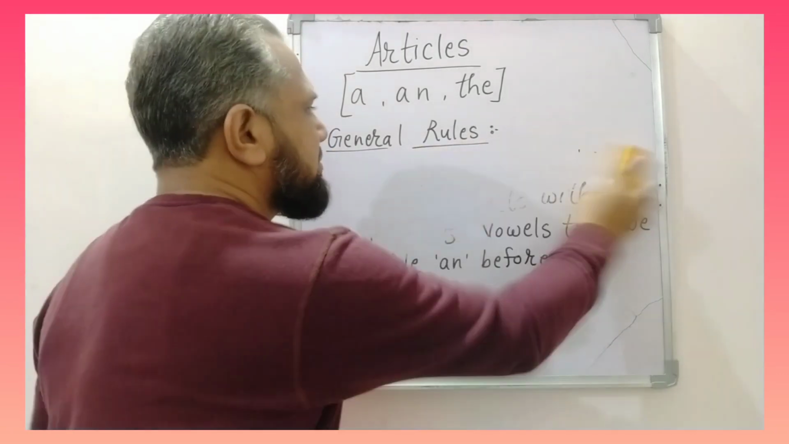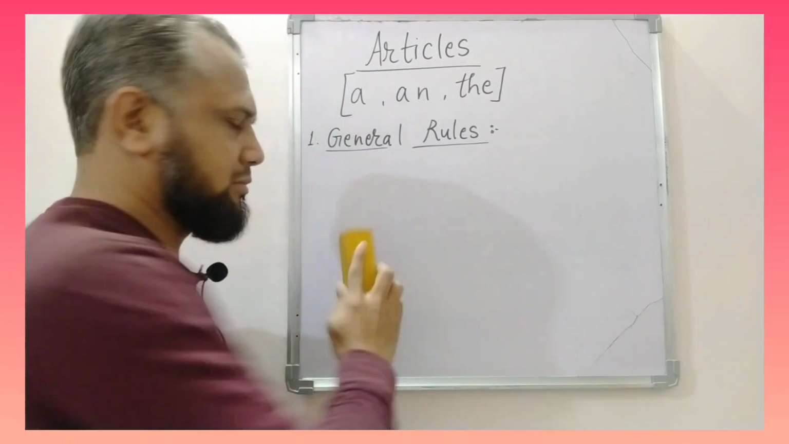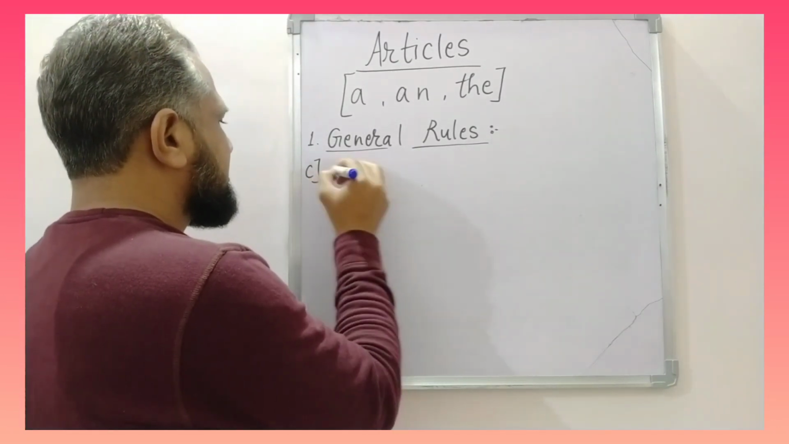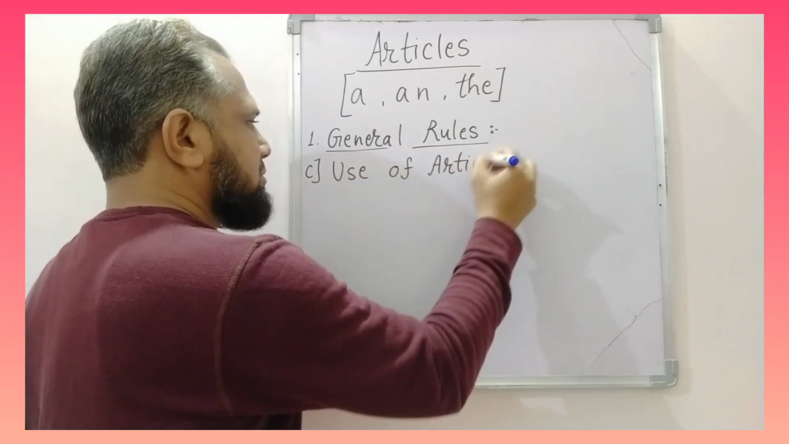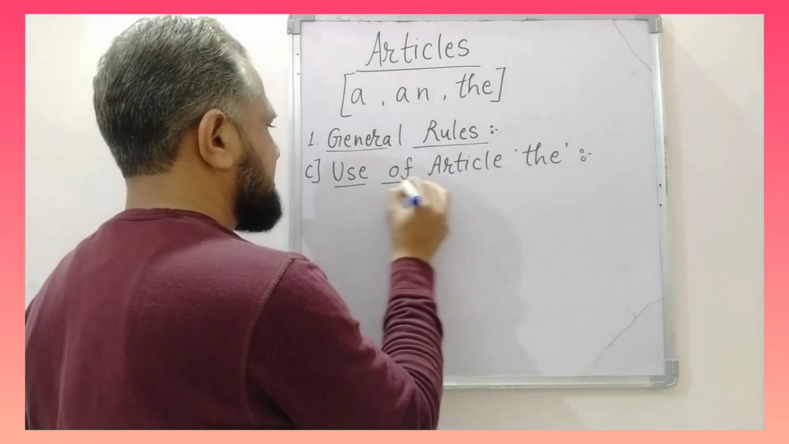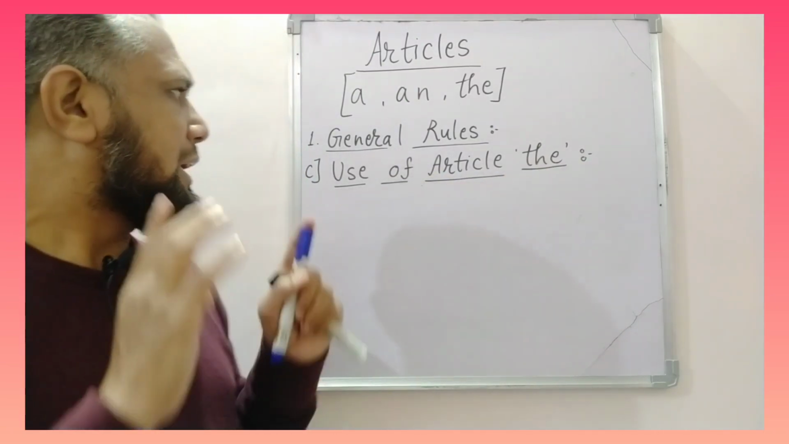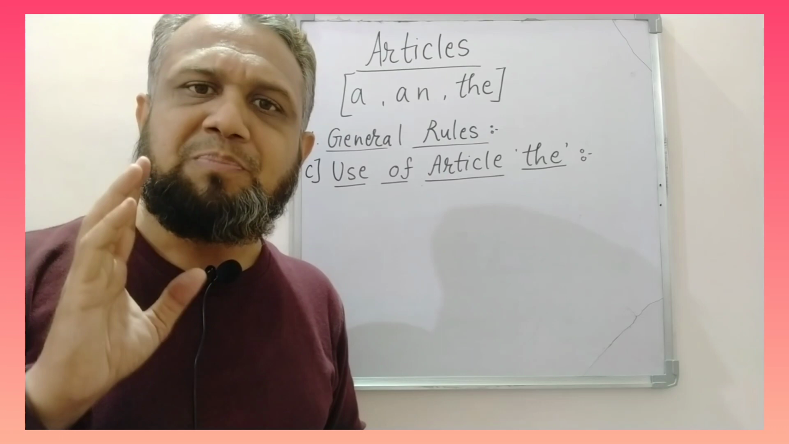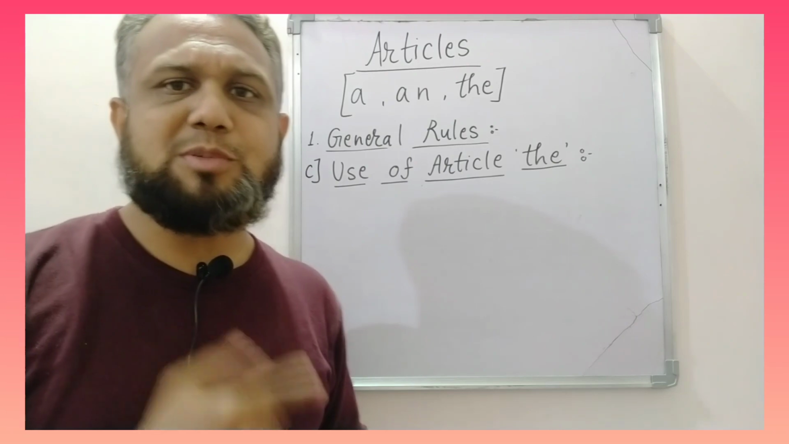Now the third general rule, use of article the, where we should use article the. Remember friends, we are talking about the general rules. We are talking only about the general rules. Thereafter we will see the exceptions to the general rule. Okay, exceptions to the general rule.